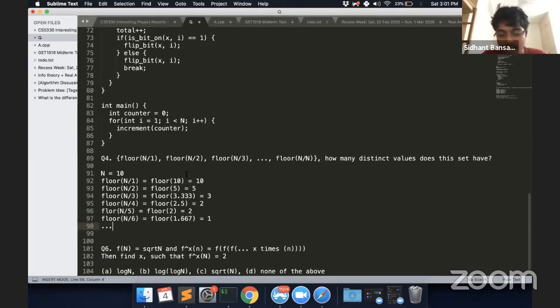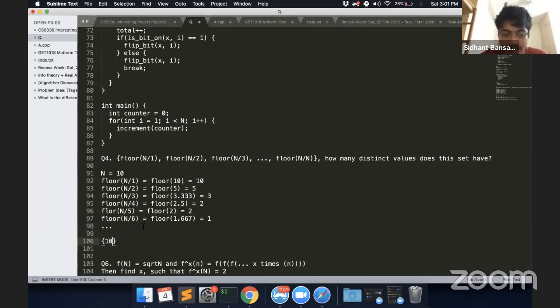So for n equal 10, the answer is how many distinct values are there in the set 10, 5, 3, 2, 2, 1, 1, 1, 1. If you calculate n by 7, n by 8, n by 9, n by 10, all will come out to be 1. How many distinct values are there in this set? There is 10, there is a 5, there is a 3, there is a 2, and there is a 1. So there are 5 distinct values when n is equal to 10. My question is, for a generic n, how many distinct values does this set have?